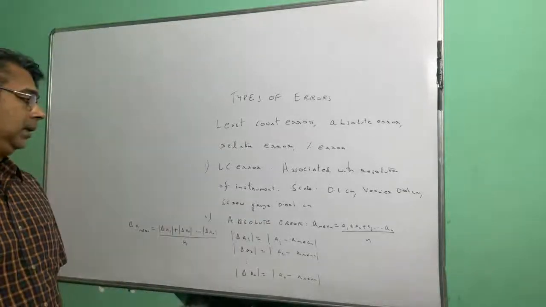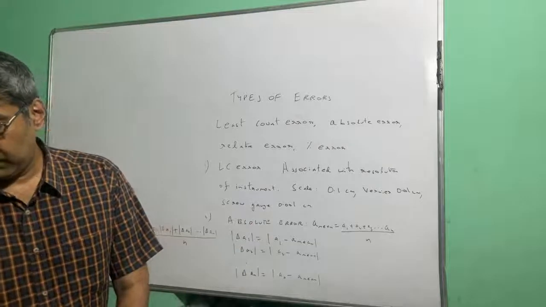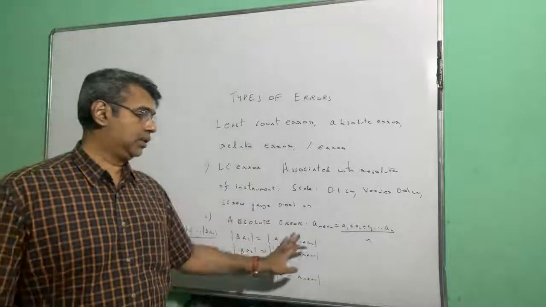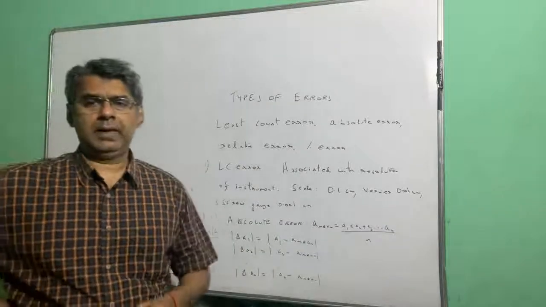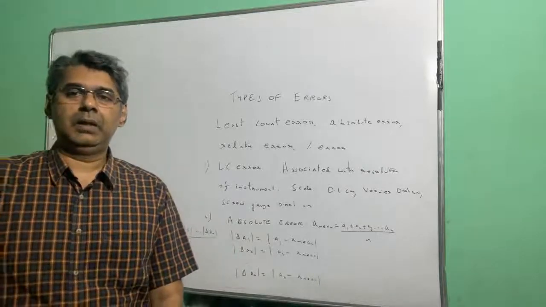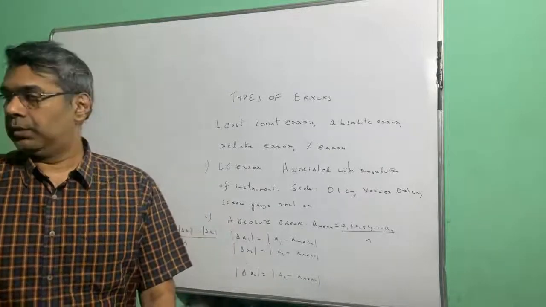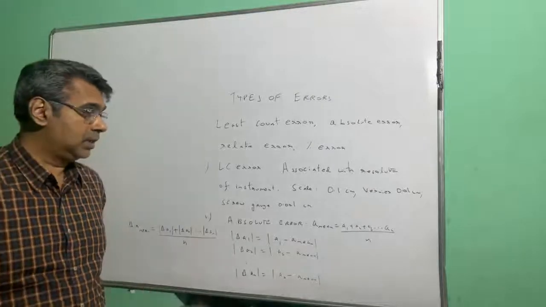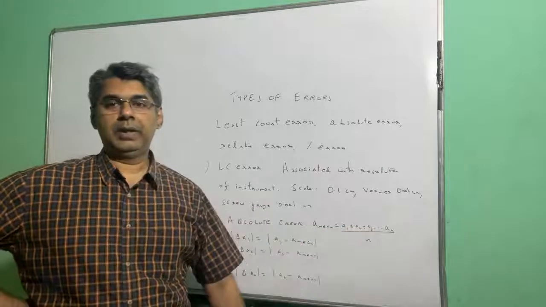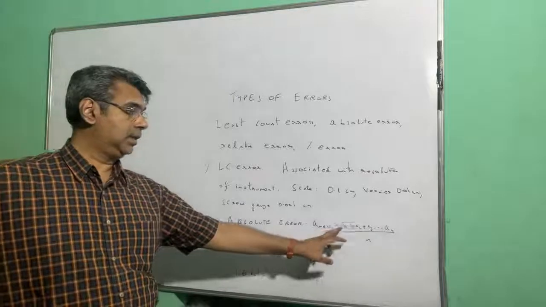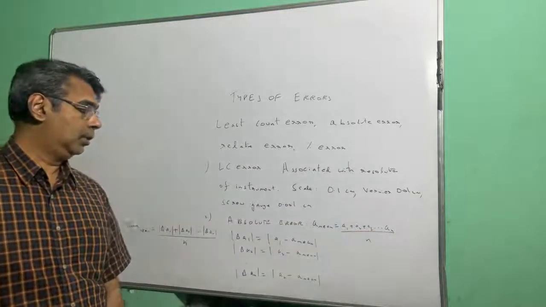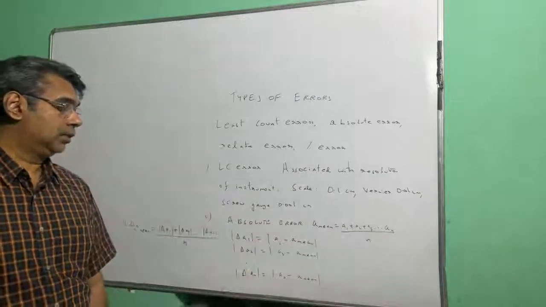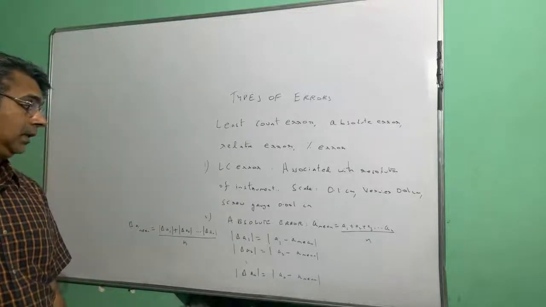Now we come to absolute error. That is number two. What is the meaning of absolute error? To maintain a higher accuracy of measurement, sometimes we take multiple readings. We know that if you take multiple readings, you will get better accuracy. Suppose the readings you have taken are A1, A2, A3 up to AN. The arithmetic mean of all of them is (A1 + A2 + A3 + ... + AN) divided by N.